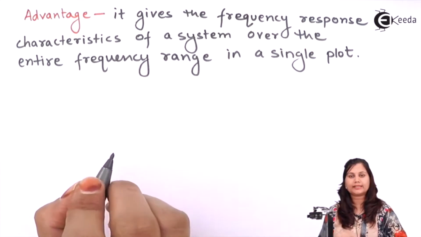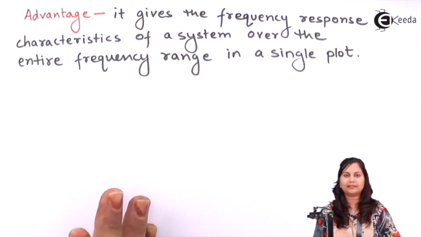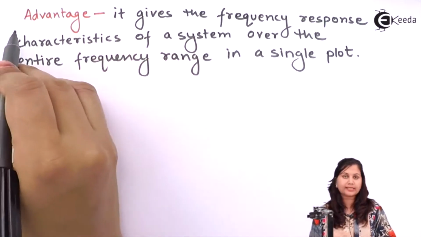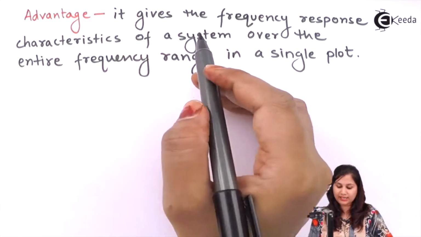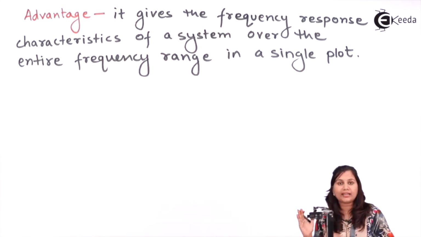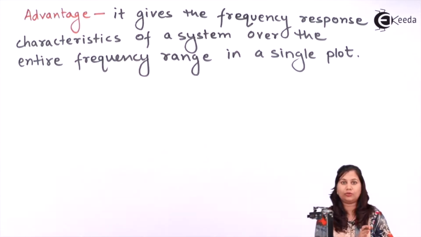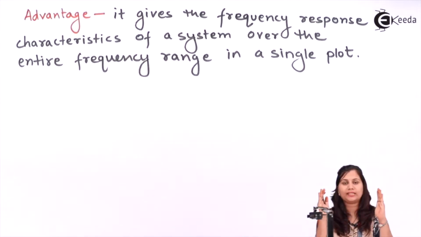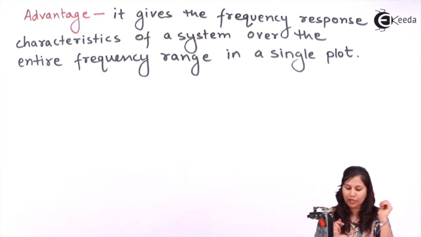So polar plot is the plot of the magnitude and phase angle as we are varying the frequency from 0 to infinity. So what this polar plot is giving us is the frequency response characteristics of the system over the entire frequency range, that is starting from 0 till infinity. It is showing us what the characteristic of the system is as the frequency is changing, and on a single plot we are getting the entire frequency range from 0 to infinity. So it is the advantage of this polar plot.